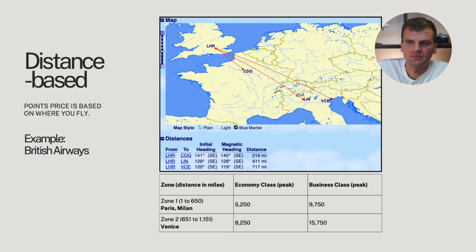Here's an example. If you were to go from London to Charles de Gaulle, which is the airport in Paris, it would be the same price as going to Milan, Italy, because they're both in the first band of under 650 miles. On the other hand, if you were to fly to Venice, which is just over 650 miles, you would pay the next zone.